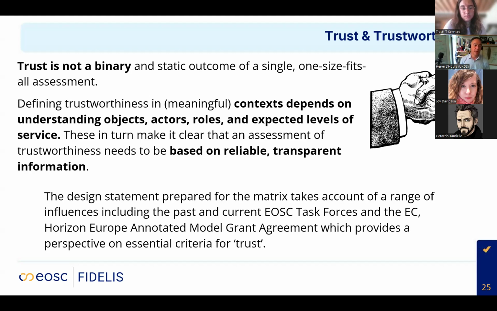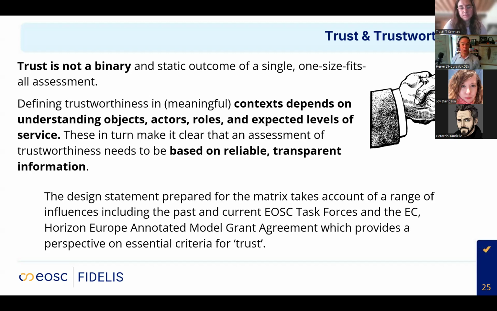So these in turn make it clear that an assessment of trustworthiness needs to be based on reliable, transparent information. So this information, as well as being a tool for interchange between repositories and a network, is potential evidence for some type of assessment. But we've prepared a design statement for the matrix, which will hopefully be published if I can get a response from Zenodo on my support. The design statement prepared for the matrix takes account of a range of those influences.